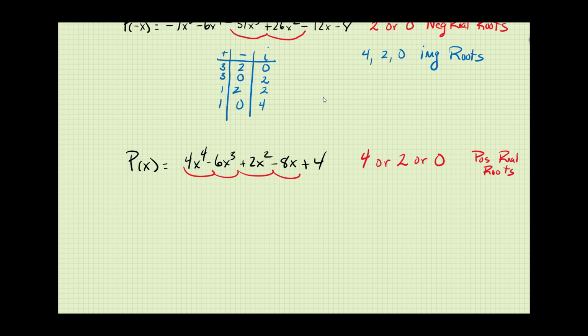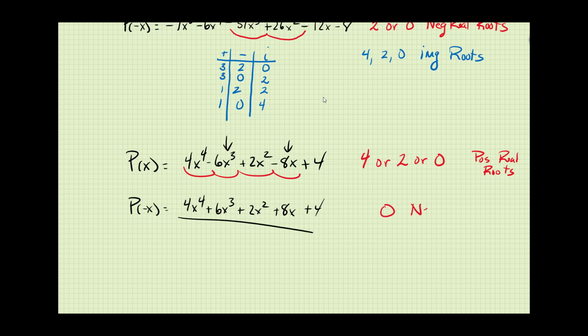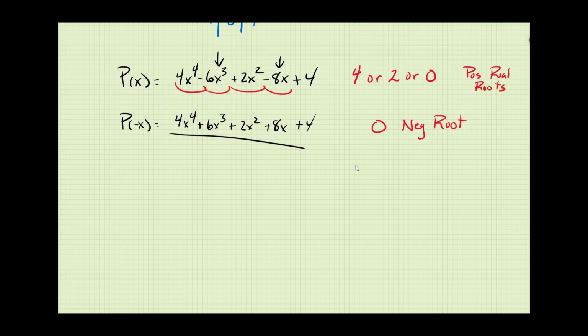Okay? Then we do our sign change, P of negative x. So, again, we change the sign of any term with an odd exponent. So we say 4x to the 4th plus 6x cubed plus 2x squared plus 8x plus 4. Notice here we have no sign changes, so we have 0 negative roots possible. So that means if we were to graph this, it would have either 4 x-intercepts, 2 x-intercepts, or no x-intercepts on the positive side, and it would have no x-intercepts on the negative side.